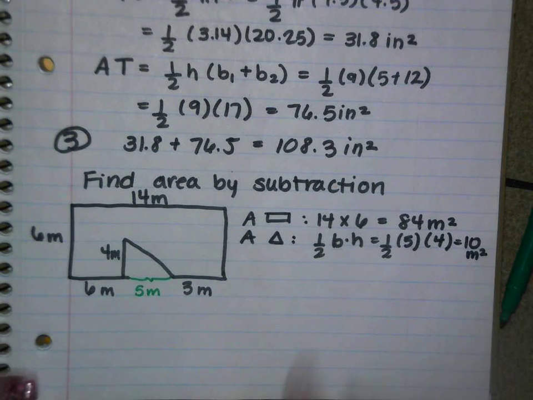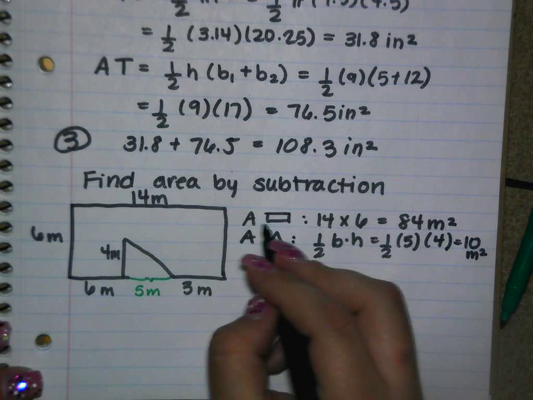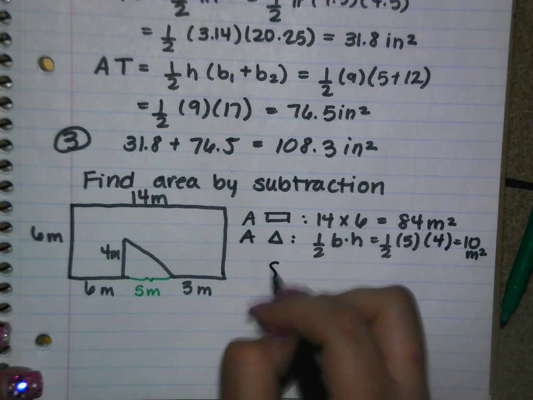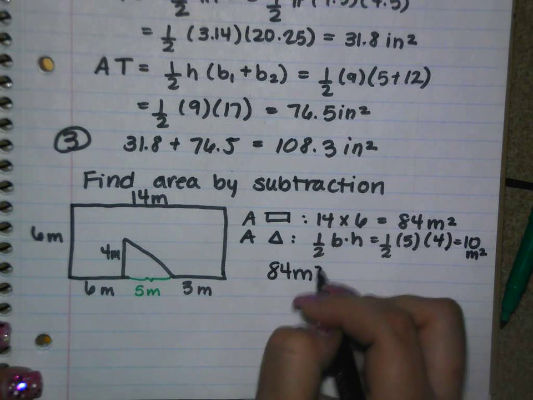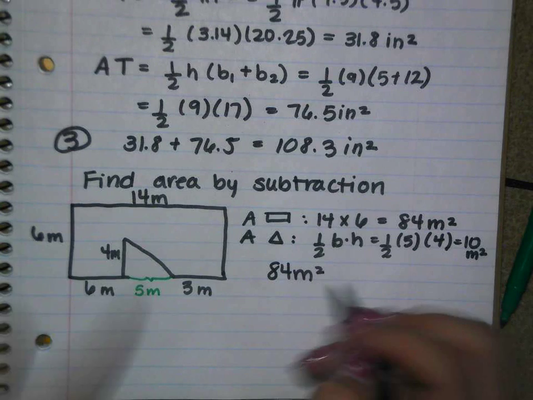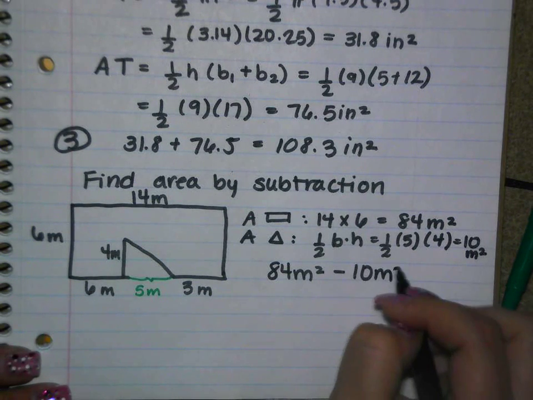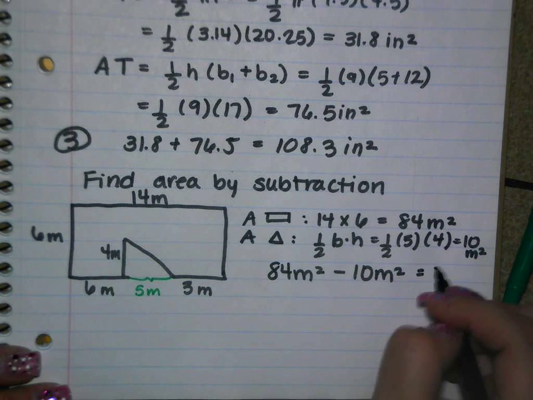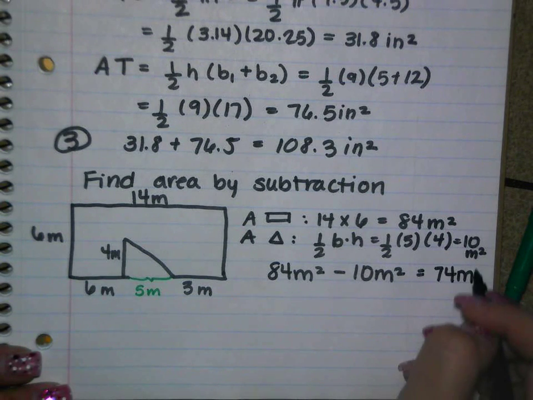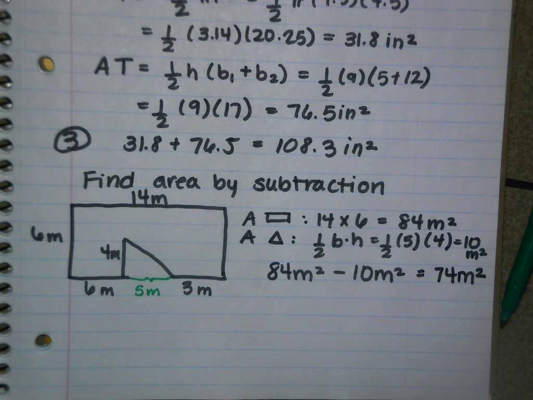Okay, so now we're going to take the area of the rectangle, which was 84 meters squared, and we're going to subtract out this little chunk that's missing from that triangle, which was 10 meters squared, and we're going to get 74 meters squared. Okay, and that's the two ways of doing composite figures, taking what we know and either adding or subtracting based on what we're looking at, right?